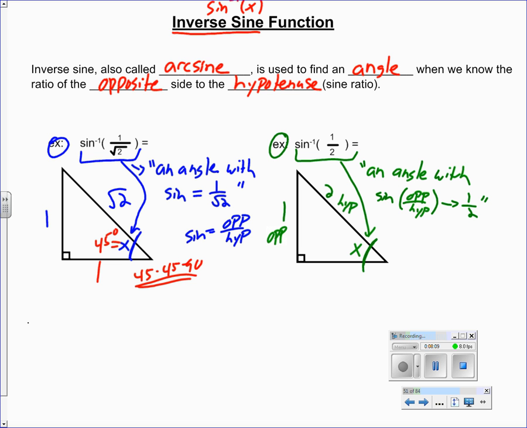And then again, using what we know about the special right triangles, we know this has to be 30 degrees. This fits the pattern for the 30, 60, 90.